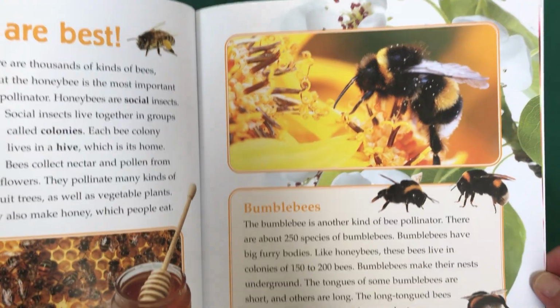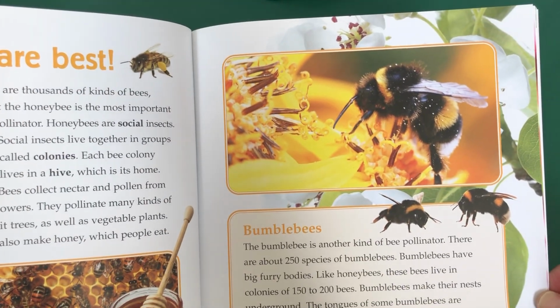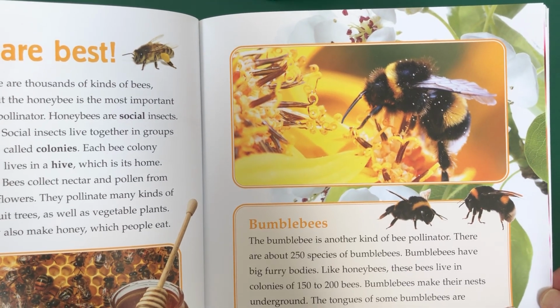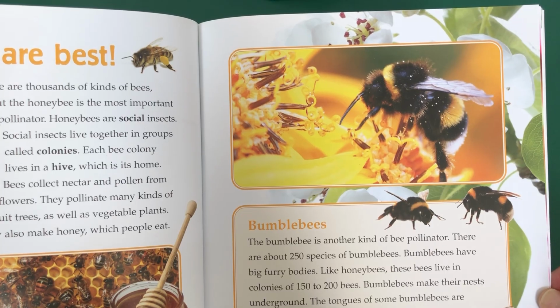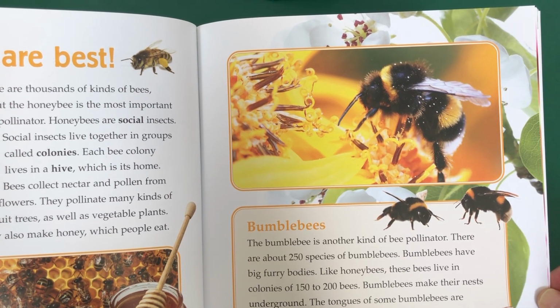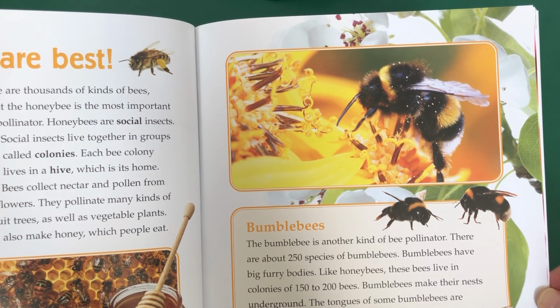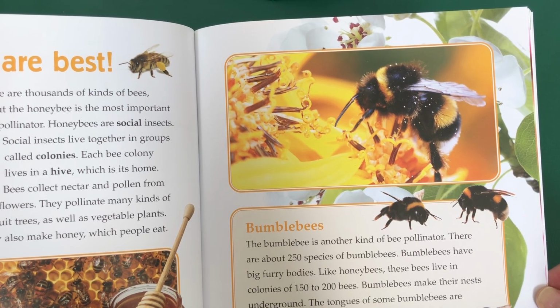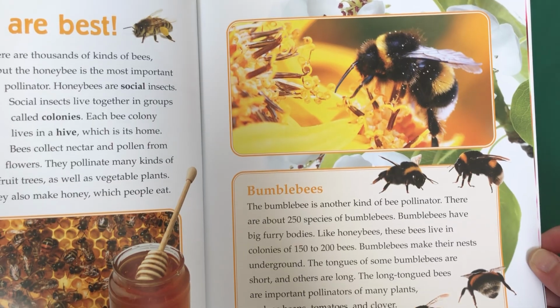Bumblebees. The bumblebee is another kind of pollinator. There are about 250 species of bumblebees. Bumblebees have big furry bodies. Like honeybees, these bees live in colonies of 150 to 200 bees.